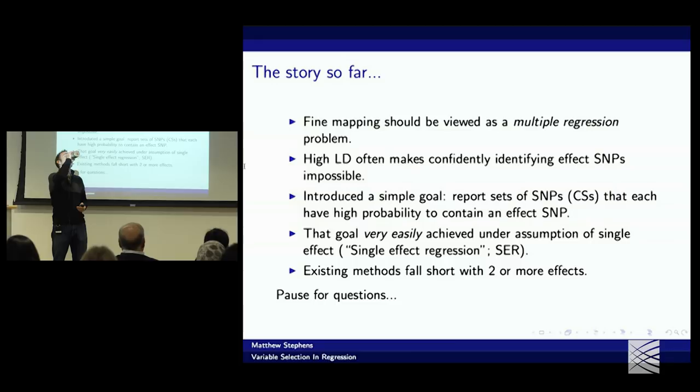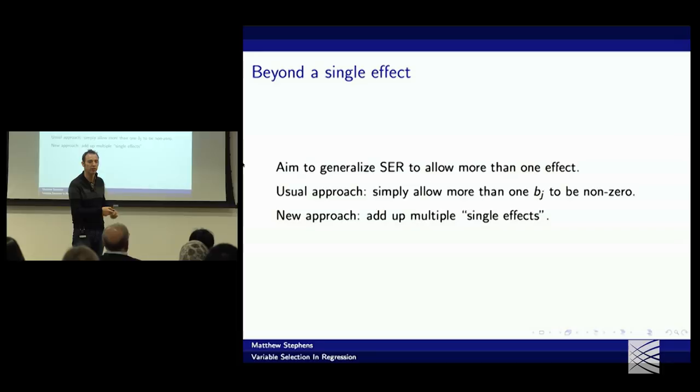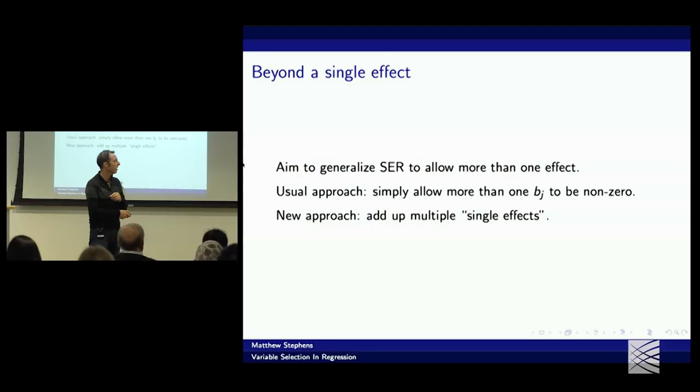Okay, so we want to generalize SER, that's a bit of terminology, single effect regression. A single effect regression is a regression where we assume that there's only one effect. So we want to generalize this single effect regression, which solves all our problems but only under a very narrow assumption, to allow for more than one effect. And the usual approach in a multiple regression context is to change that assumption from there being one effect to there being more than one effect.